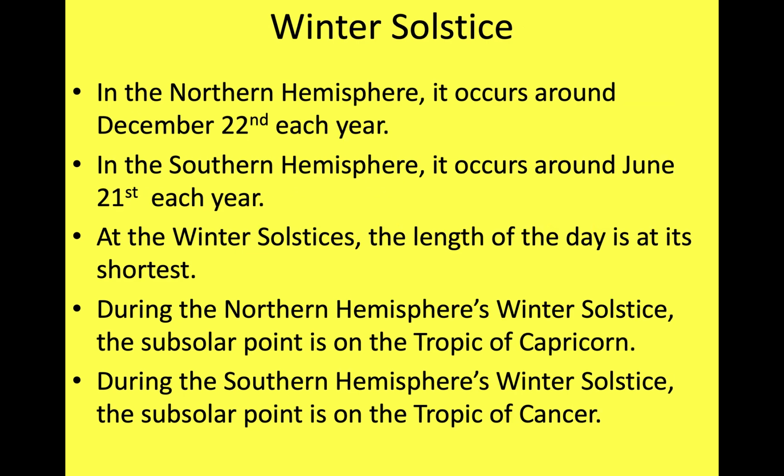Winter solstice. In the northern hemisphere, the winter solstice occurs around December 22nd each year, so close to Christmas time. Maybe a few days before December 22nd, maybe a few days after, but always somewhere around December 22nd. In the southern hemisphere, it occurs around June 21st each year.